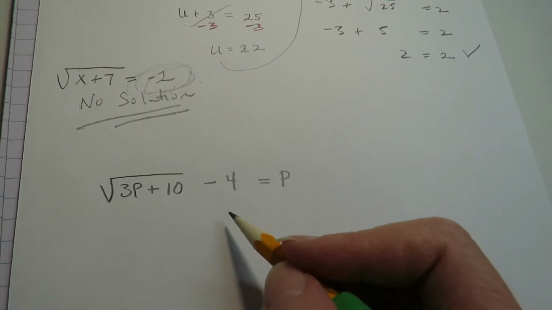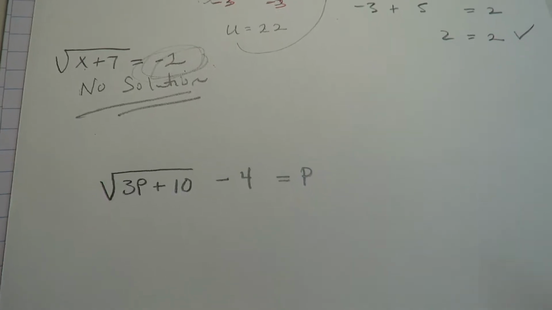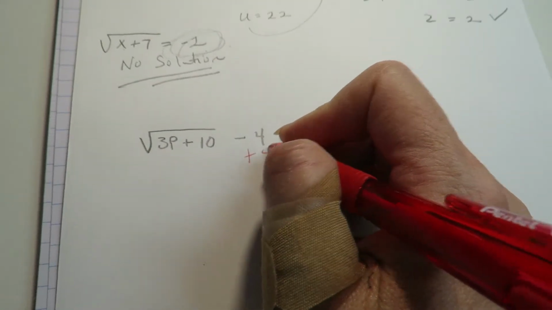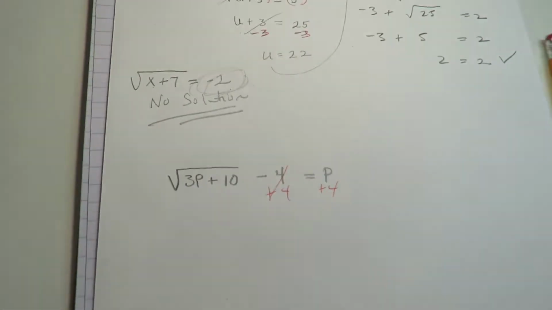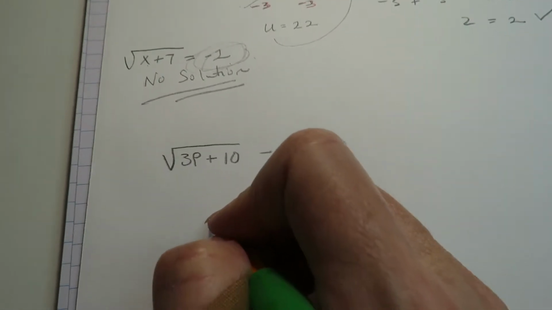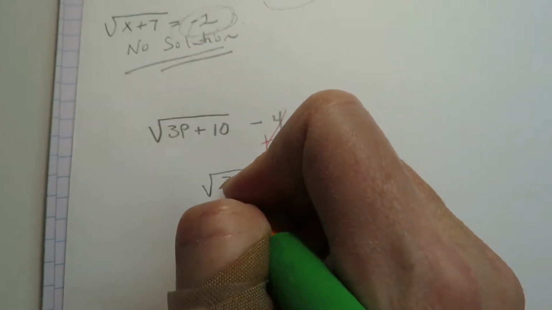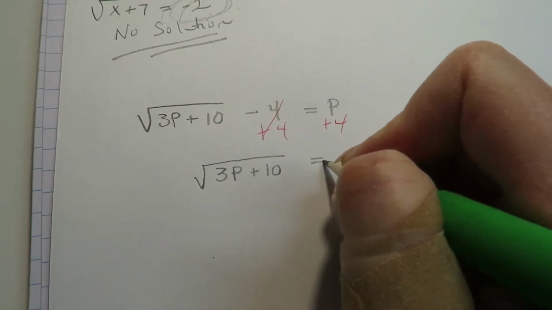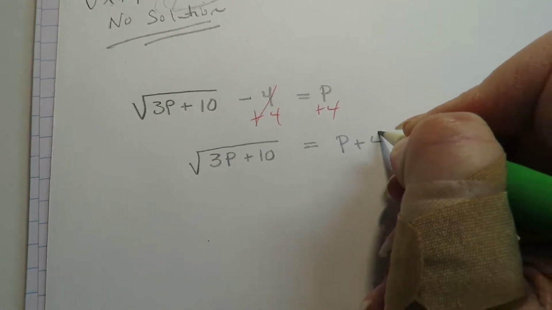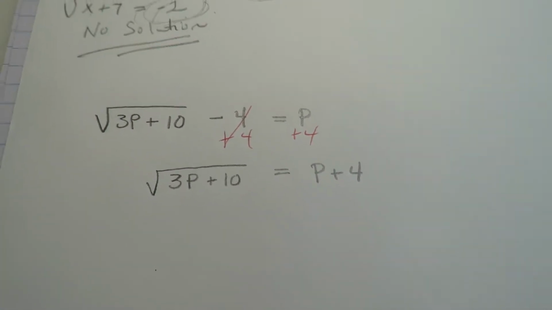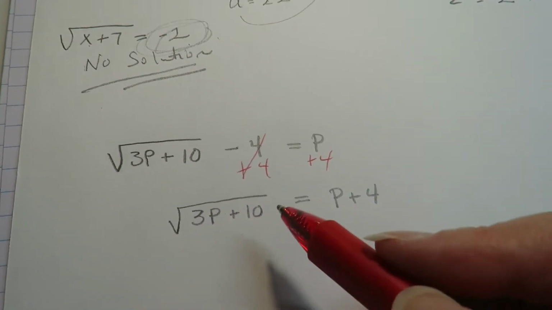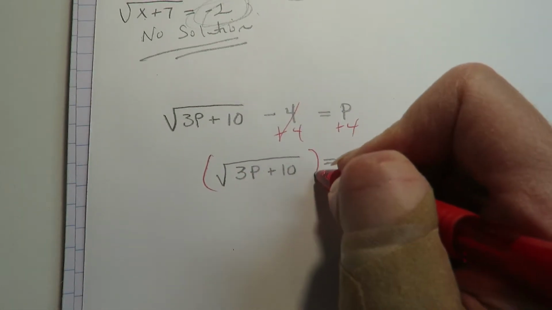All right, gang, let's try another one. This is a little more difficult, but the beginning idea is the same. So you're first going to move the 4 to the other side. Okay, so here my square root is isolated. And now I'm going to take off the square root. So I'm going to square both sides.